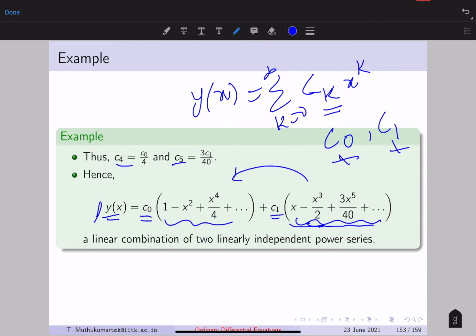Here we were able to do this at the point x equal to 0, because x equal to 0 was an ordinary point. You could do that for any point as well. The only thing is, if you are going to do it for any point, then you need to start with the power series in x minus x naught to the power k, and then use the same thing, whatever we did.